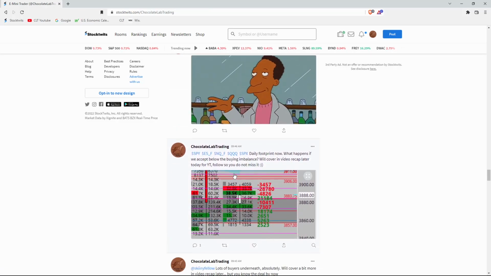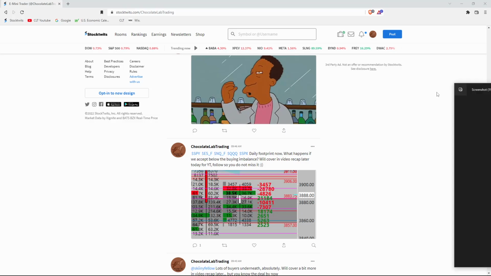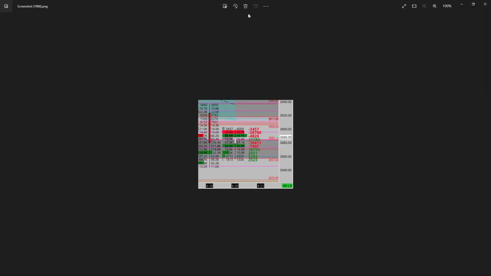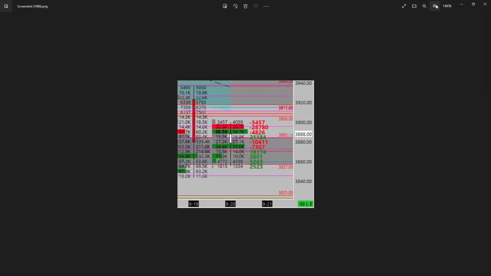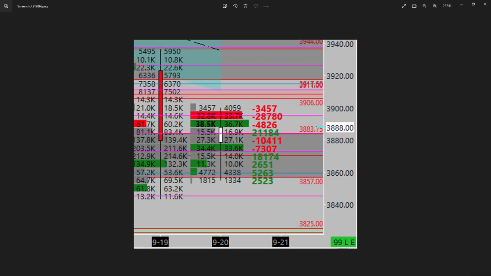Alright, so this is now 15 minutes, 60 minutes after open. Daily footprint now. What happens if we accept below the buying imbalance? We'll cover in video recap. So we touched on this a bit. We could see those thin volume nodes. Those were left over from the Globex when those people were being ran out.